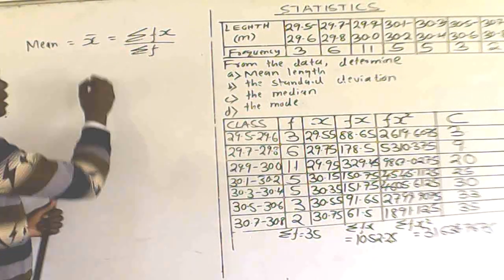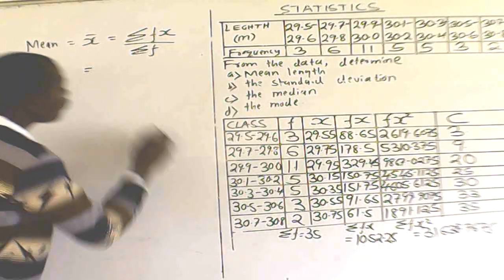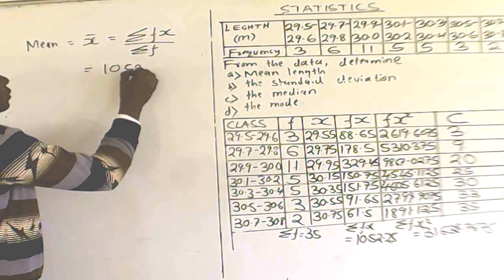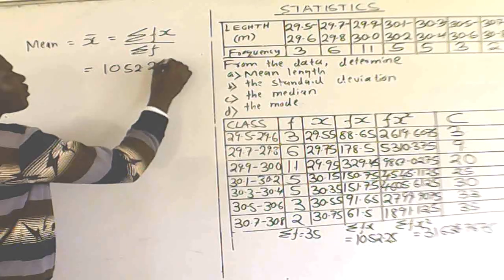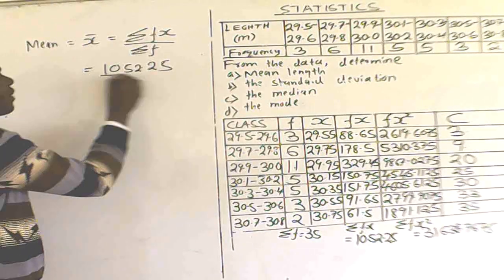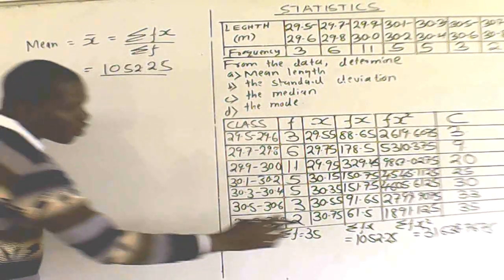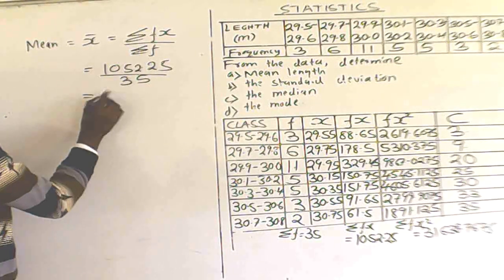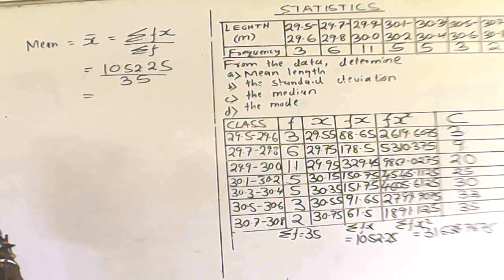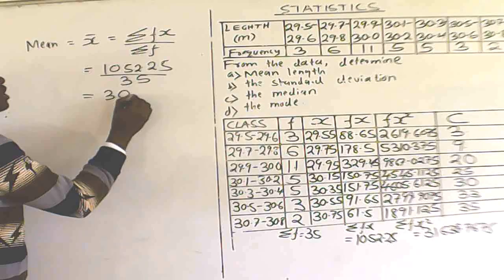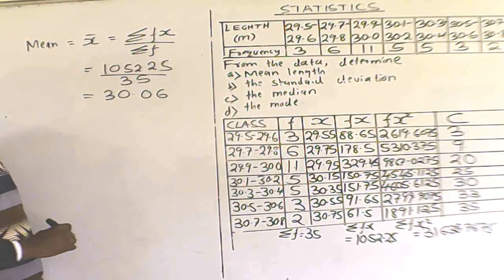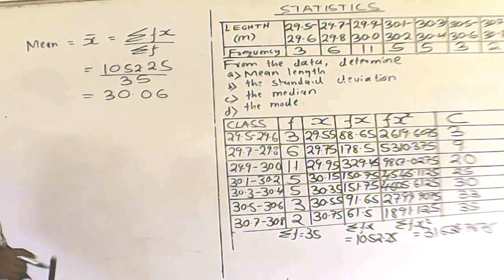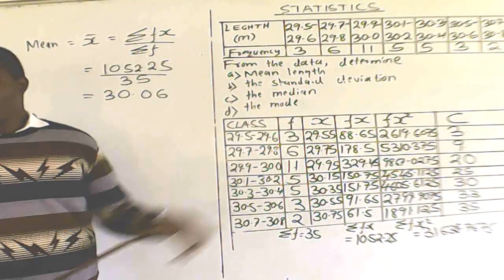So you get the mean to be 1052.25, which is summation fx, over the total number, which is summation f, to be 35. So you have the mean of x to be what? 30.06. You have the mean is 30.06, isn't it? After that, you get the standard deviation.